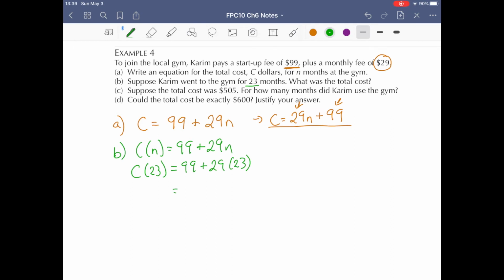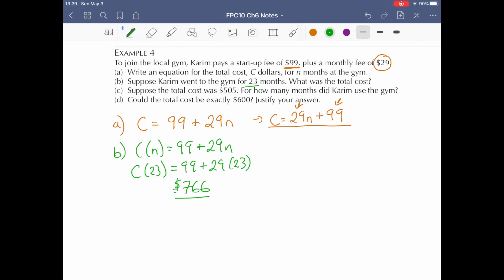So that is going to be, I need a calculator for this. I can't really do this one without a calculator. So I'm going to do my 29 times 23 first. 29 times 23 is equal to 667, plus 99, $766. All right, so this total cost would be $766 for 23 months.